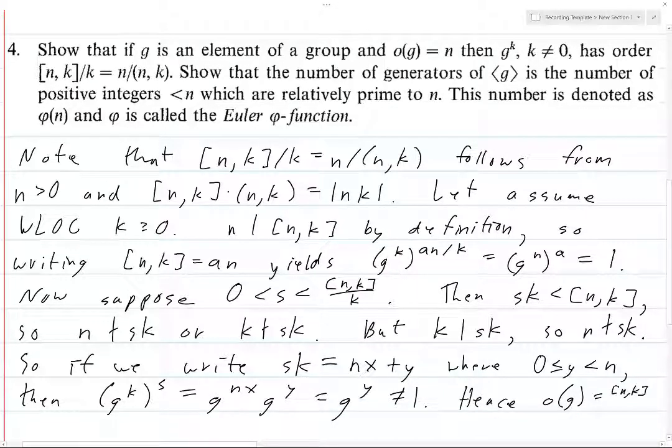So hence, the order of g to the k is equal to LCM(n,k)/k. And that's, of course, because g to the k raised to this power is 1, and g to the k raised to any lower power is not 1. So it's the smallest positive number such that g to the k raised to this power is 1. So there we have it. And then the rest of it is pretty straightforward.